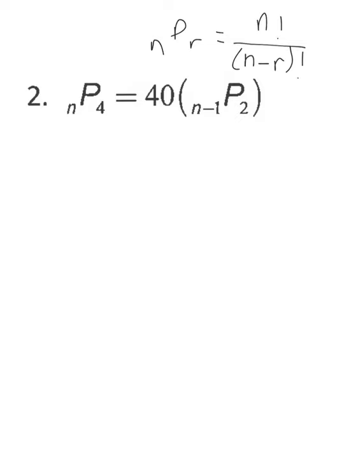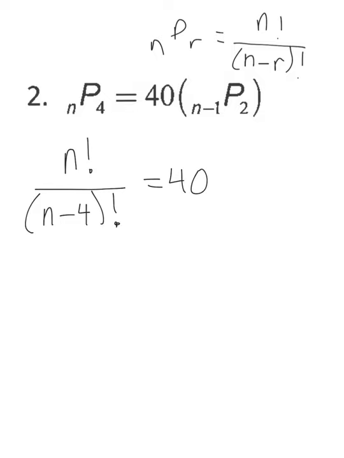So if we have nP4, we substitute n in for n, so we have n factorial over n minus r, which would be n minus 4 factorial, equals 40 multiplied by, I'm going to put our nPr fraction right here. This time n, the first number in the expression nPr, is n minus 1, so we have n minus 1 factorial. To substitute n minus 1 in for r.